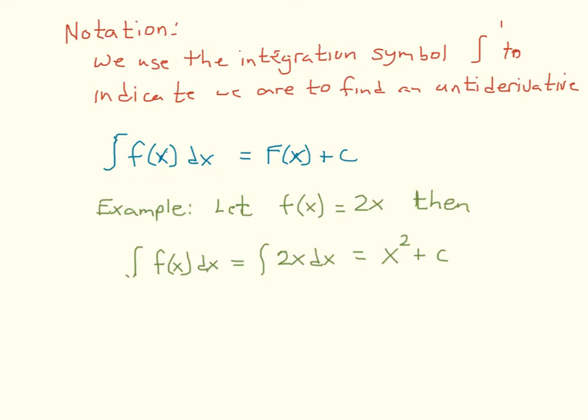Now that integral sign and the dx, you've got to think of that as part of an operation. And once you find the antiderivative, you don't need those again. So the integral of f of x dx is going to be capital F of x plus c. For example, let little f of x equal 2x. Then the integral of f of x dx is going to be the integral of 2x dx. And I know that when I take the antiderivative of 2x, I'm going to get x squared. So the answer is going to be x squared plus c.